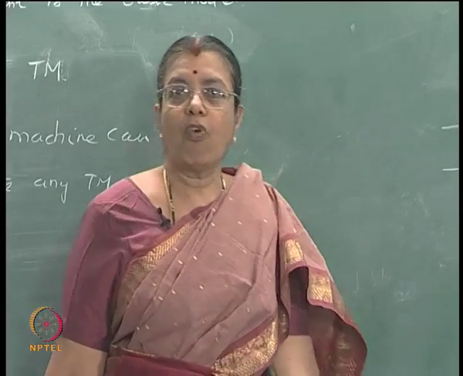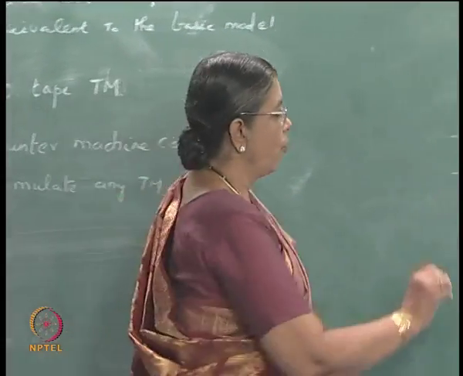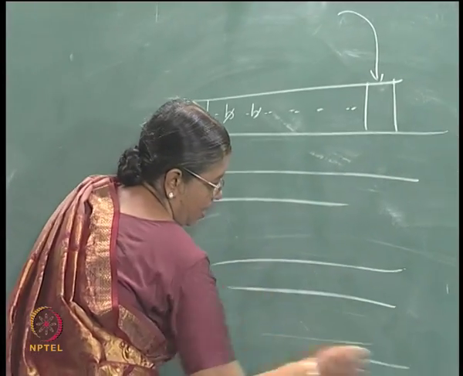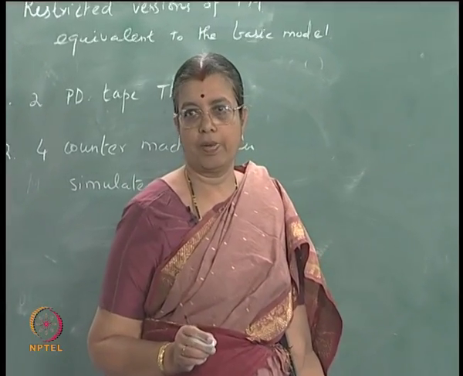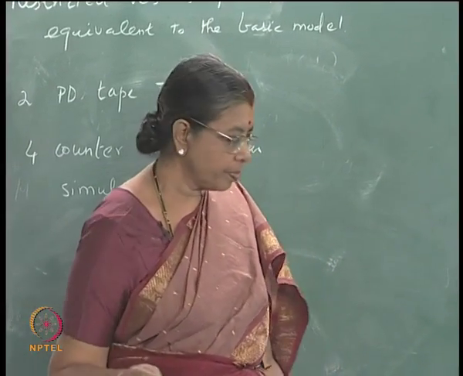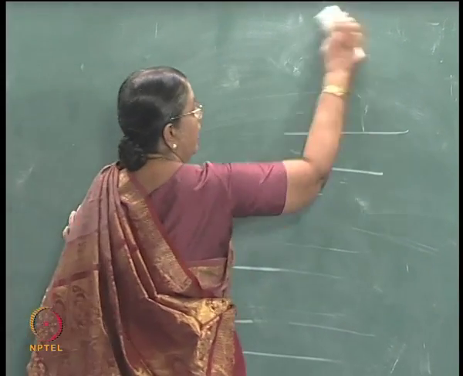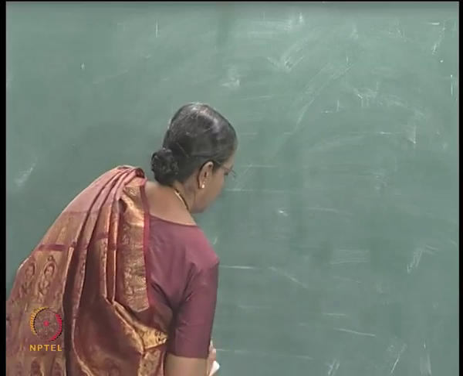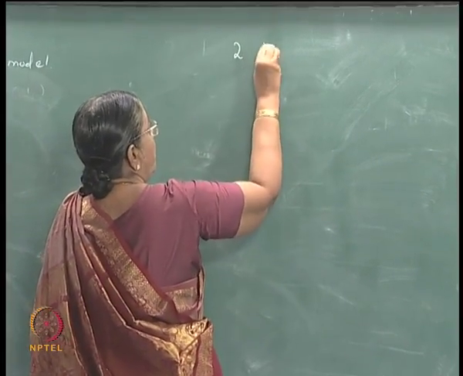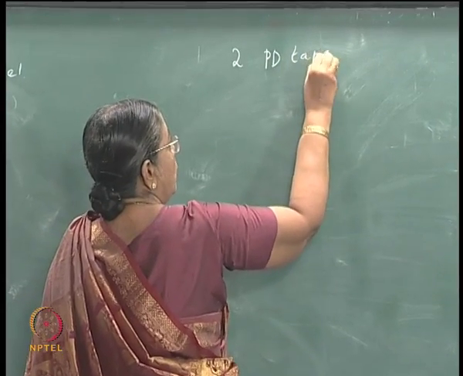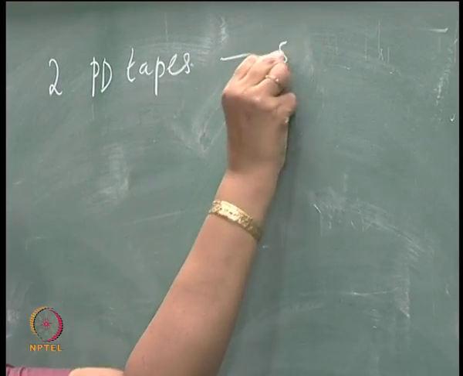Okay. So, with 4 such tapes, which behave as counters, you can simulate any Turing machine. How can you do that? The way you do that is like this. You know that with 2 push down tapes you can simulate any Turing machine. That is what we have just seen.